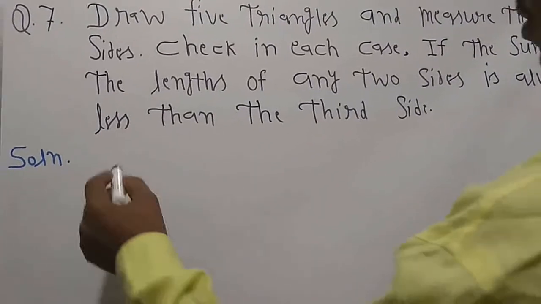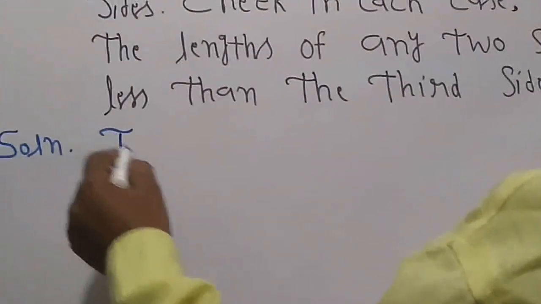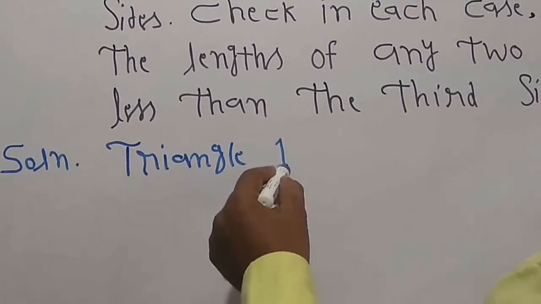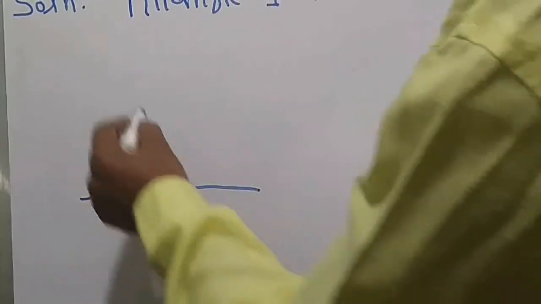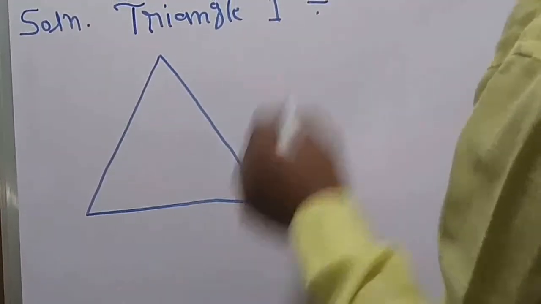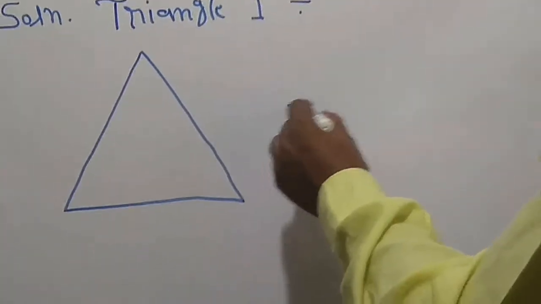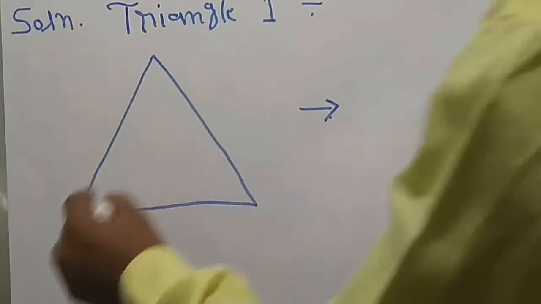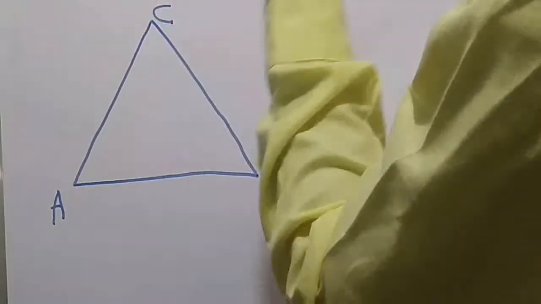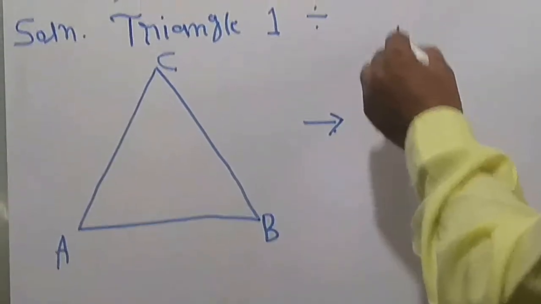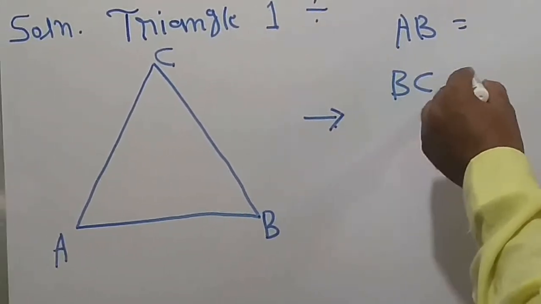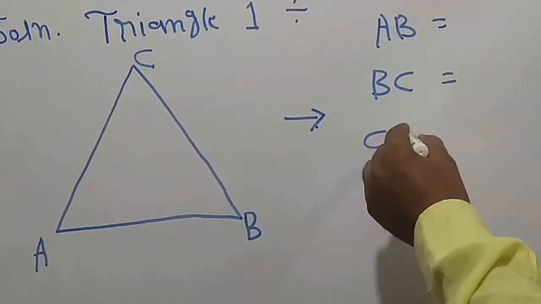First we draw triangle 1. It is our first figure. Suppose the name of this triangle is ABC. Here we write the measurement of AB, BC and CA.